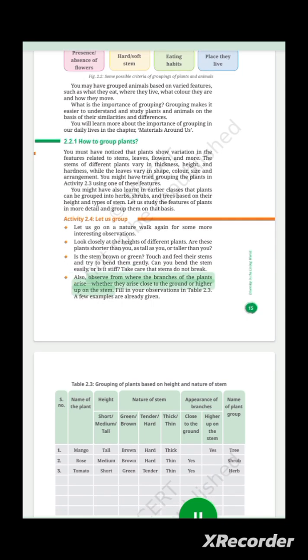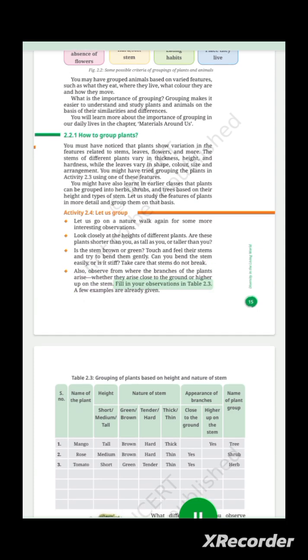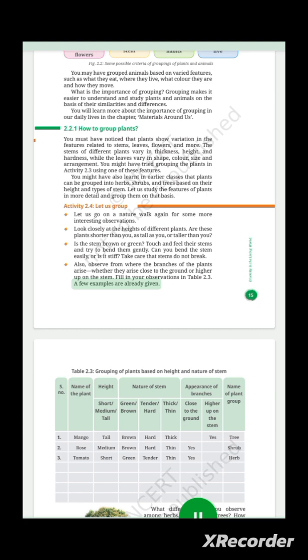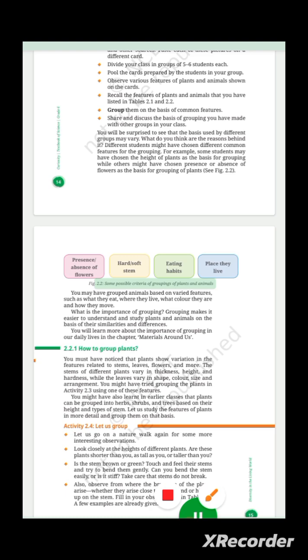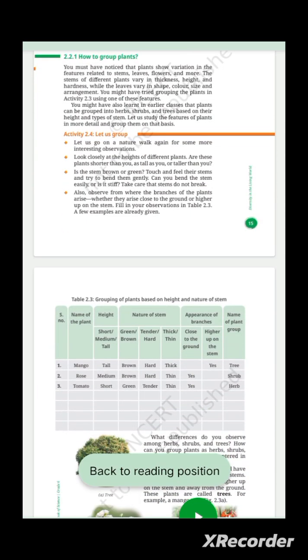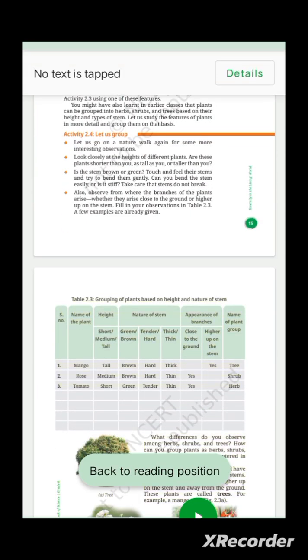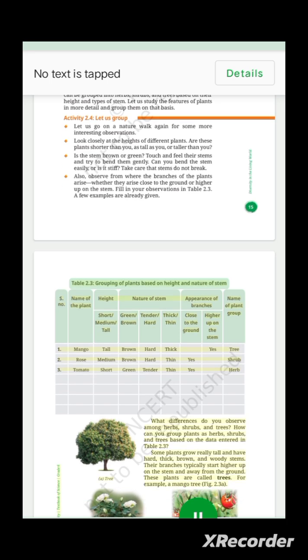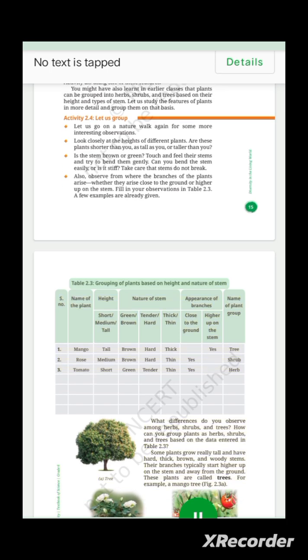Also, observe from where the branches of the plants arise, whether they rise close to the ground or higher up on the stem. Fill in your observations in Table 2.3. A few examples are already given. Fig. 2.2 Some possible criteria of grouping. 2.3 Grouping of plants based on height and nature of stem.